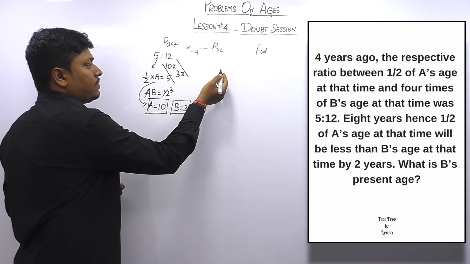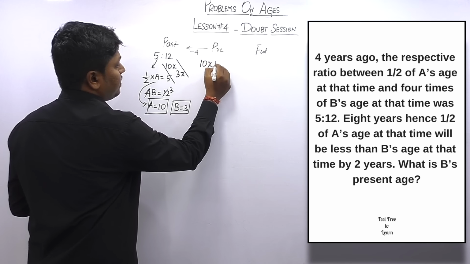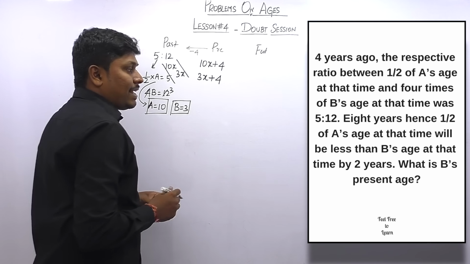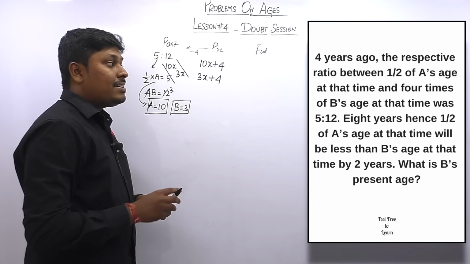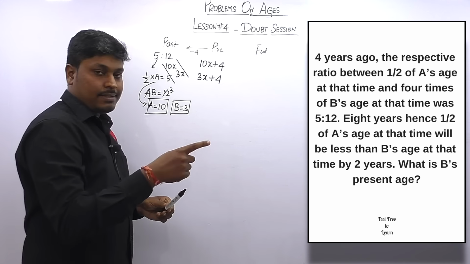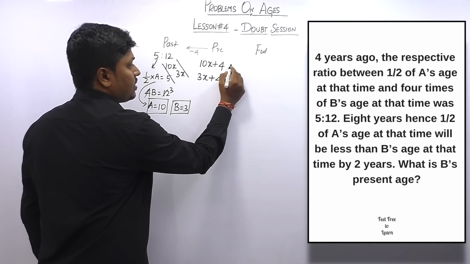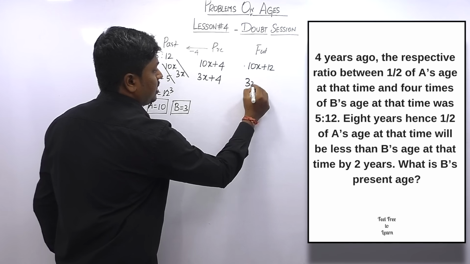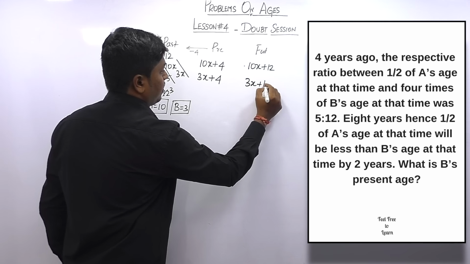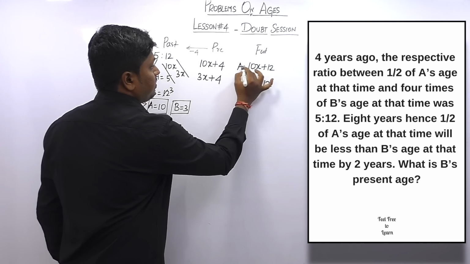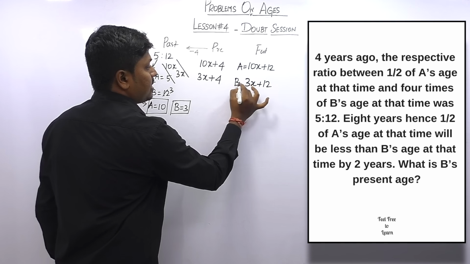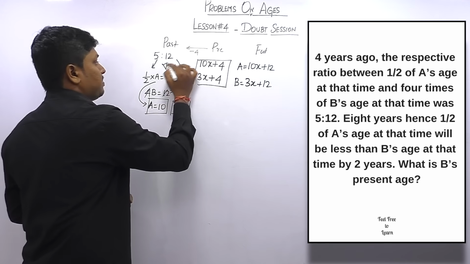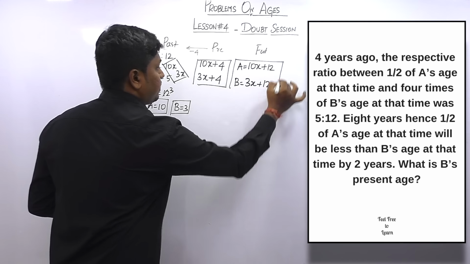After 4 years, definitely A's age will be 10x plus 4 and B's age will be 3x plus 4. And the next point is 8 years hence. So from the present, again 8 years hence, that is they are talking about the future. So add 8 here, that is 10x plus 12. B's age will be 3x plus 8 plus 4, that is 12. So A's age will be 10x plus 12, B's age will be 3x plus 12, that is future, and this will be the present, and this is past.